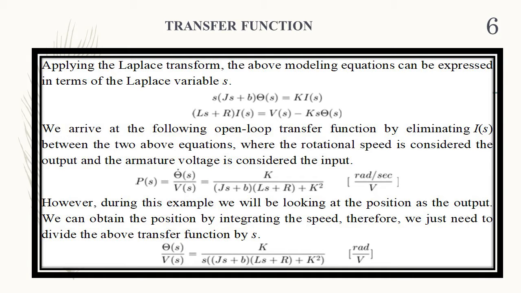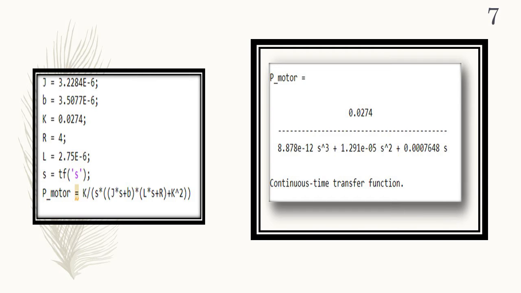Transfer function. We know that transfer function is the Laplace transform of output to the Laplace transform of input, its ratio. So from the modeling equation, we take Laplace transform on both sides, and by suitable calculations, we obtain the transfer function. By using MATLAB software, we made out the continuous time transfer function. This is the command, and we obtain the transfer function, and we use the notation P motor for that.